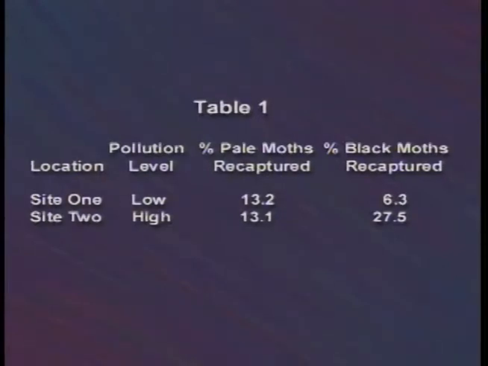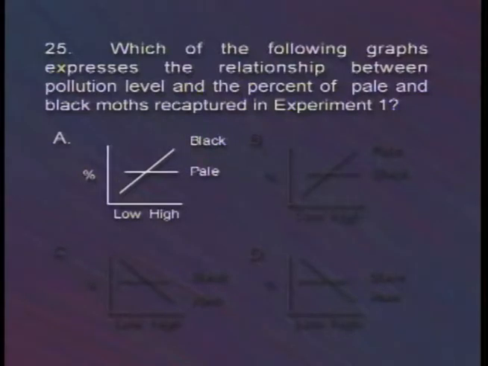Only options A and C show constant levels for pale moths. At the high pollution level, more black moths are recaptured. This result is represented best by the graph in option A. The correct answer is A.